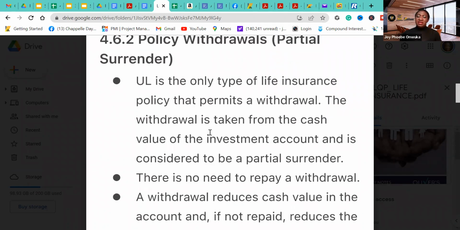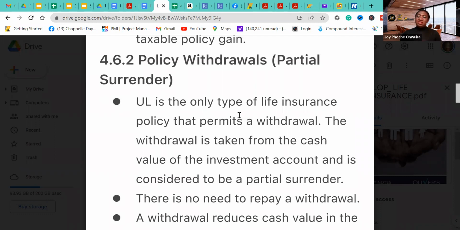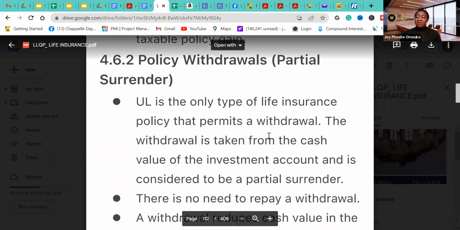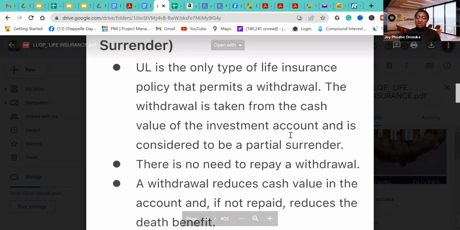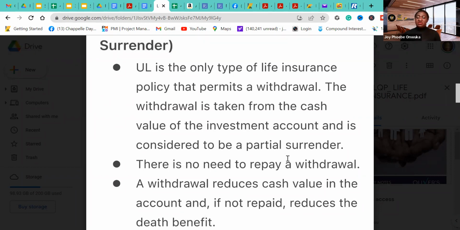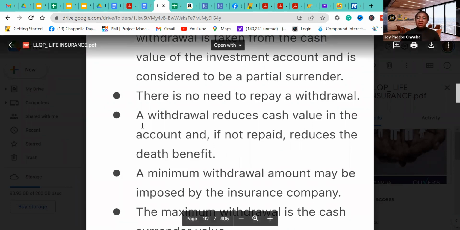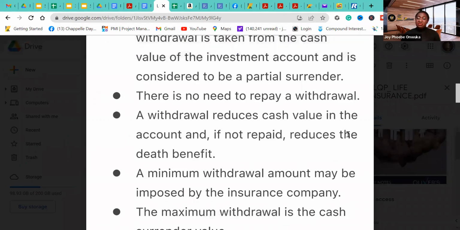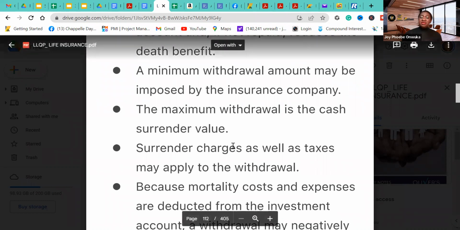We are looking at policy withdrawal or partial surrender. UL is the only type of life insurance policy that permits withdrawal. The withdrawal is taken from the cash value of the investment account and is considered to be partial surrender. There is no need to repay withdrawal, okay? A withdrawal reduces cash value in the account and, if not repaid, reduces the death benefit. A minimum withdrawal amount may be imposed by the insurance company and the maximum withdrawal is the cash surrender value.